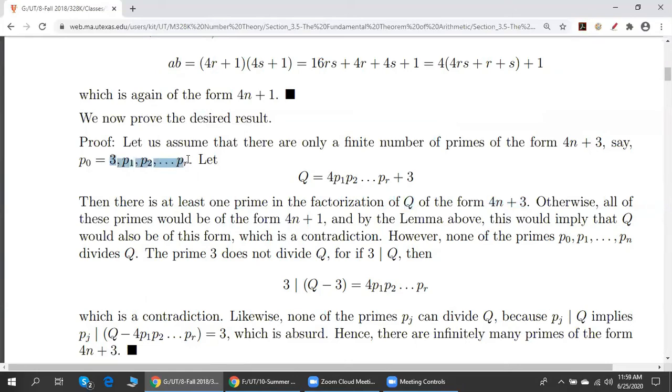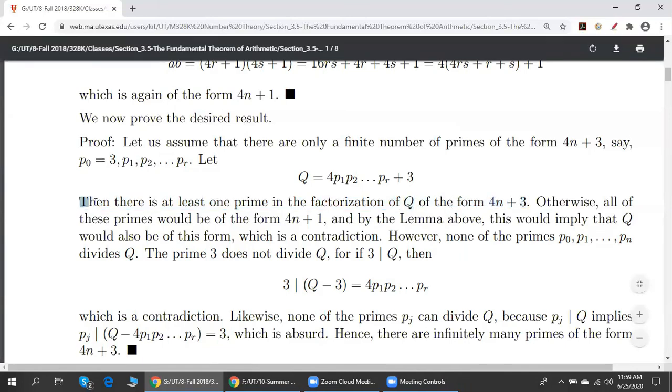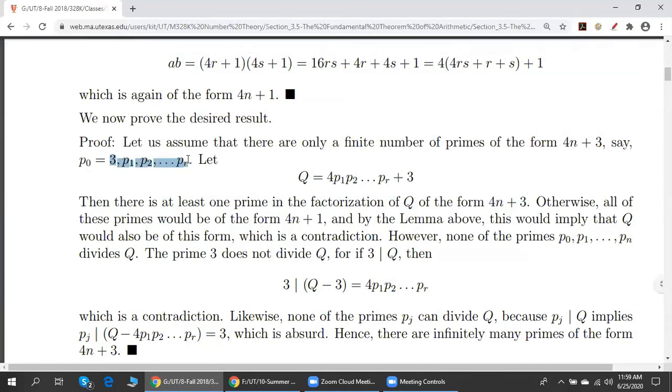Oh, and that comes from the division algorithm, right? No, give me a second. We just proved that at least one prime in the factorization of q is of the form 4n plus 3. Do you understand why? Yes. Since over here we have all prime numbers of this form, q is divisible by one of these numbers. Agree? Yes, I do agree. Now let us consider two cases.